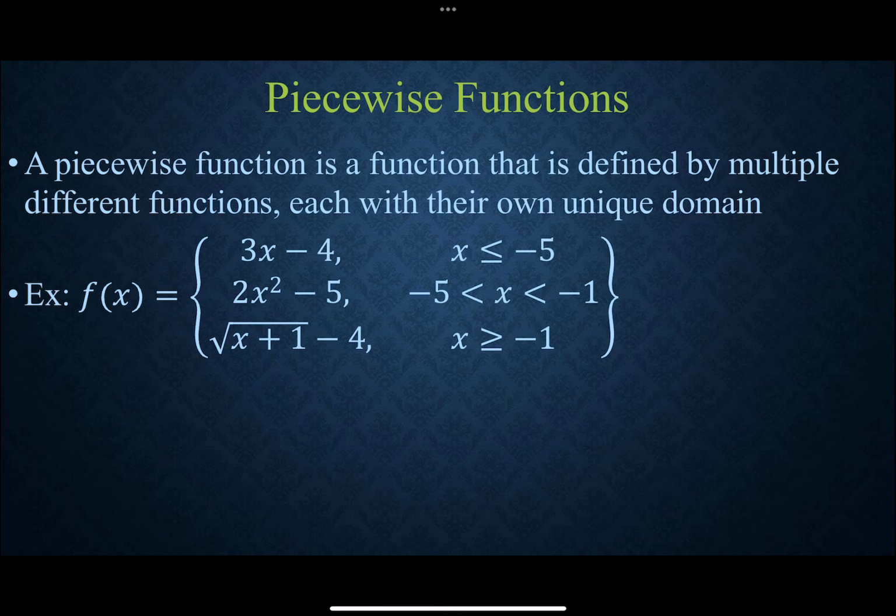If I'm talking about x equals 2, I'm only concerned with the square root. It doesn't go to the linear or the quadratic. Or if I'm talking about when x equals negative 3, I'm only caring about the quadratic. Or x equals negative 7, I'm only caring about that linear. So it just kind of depends on which one we're referring to.